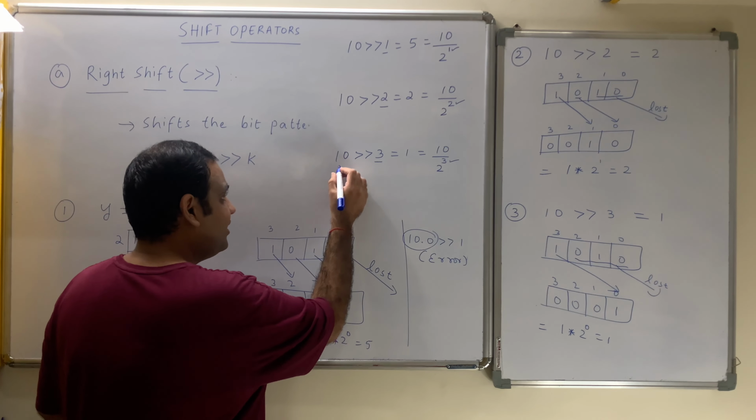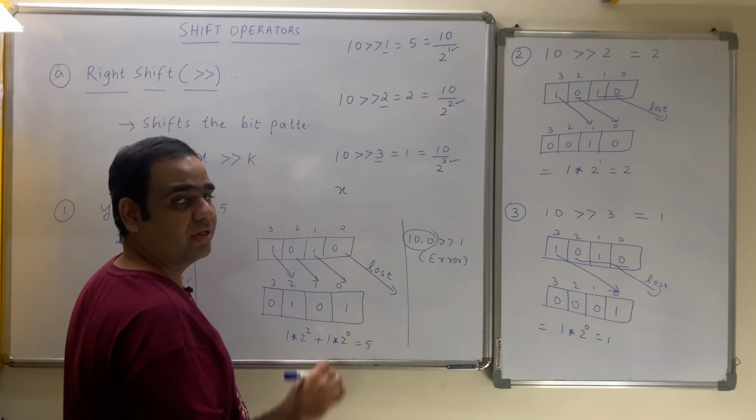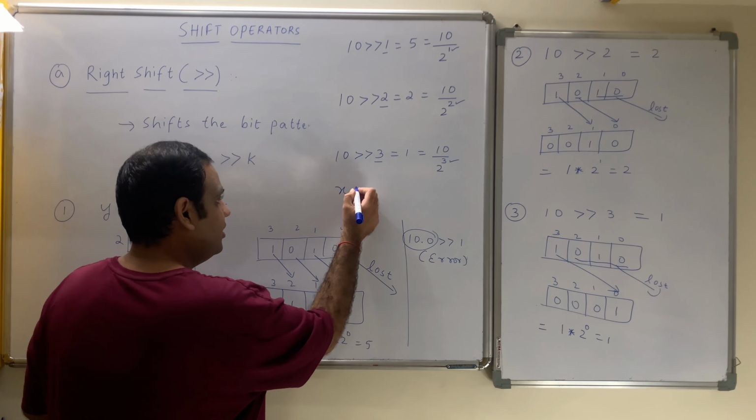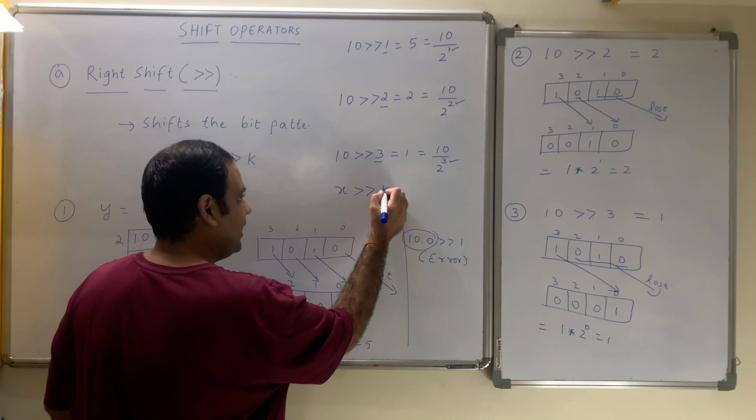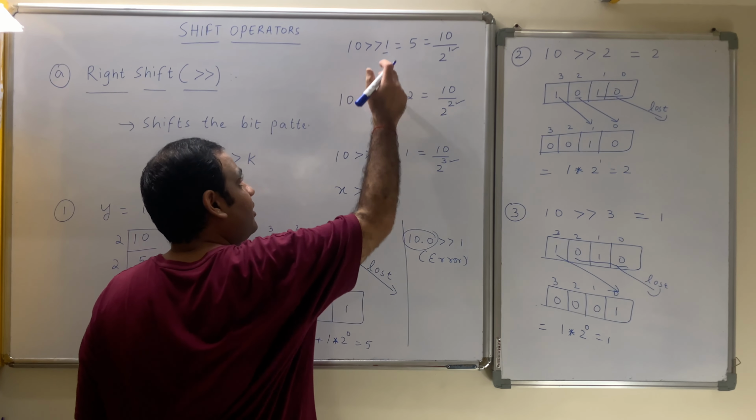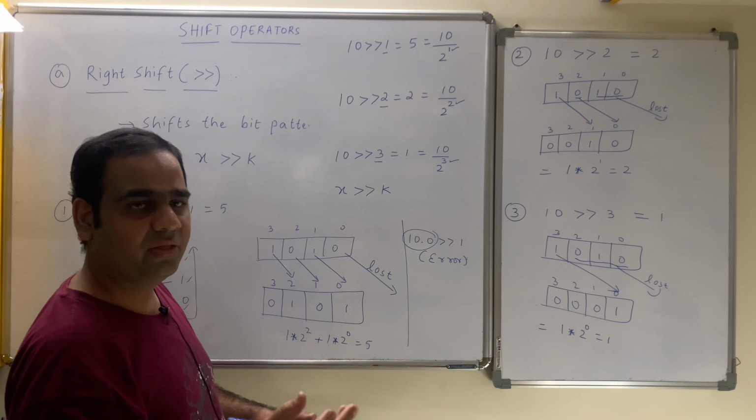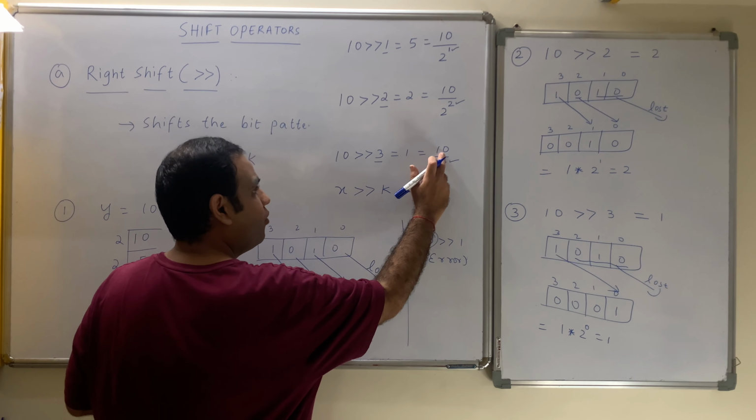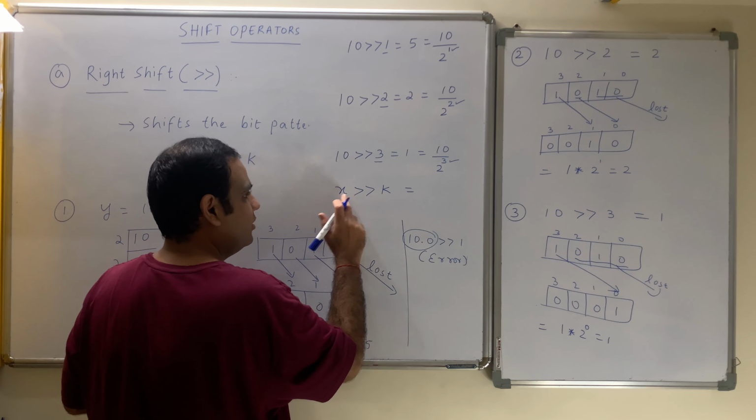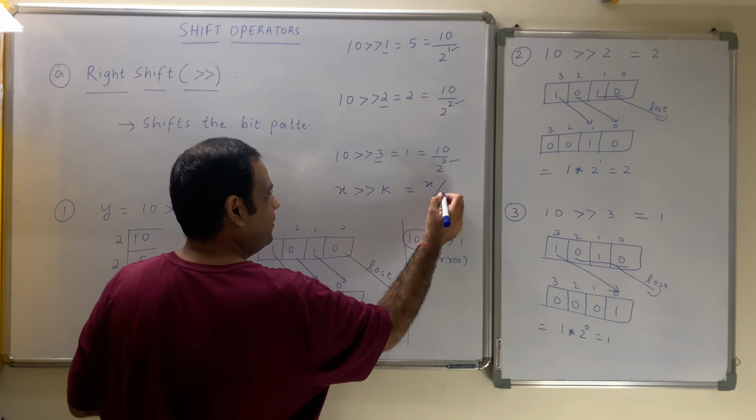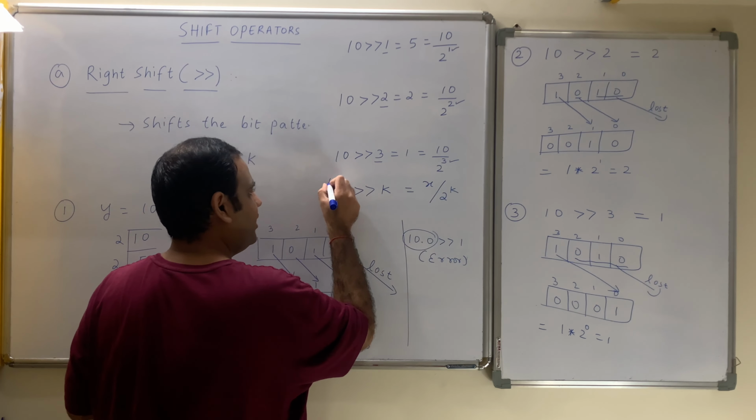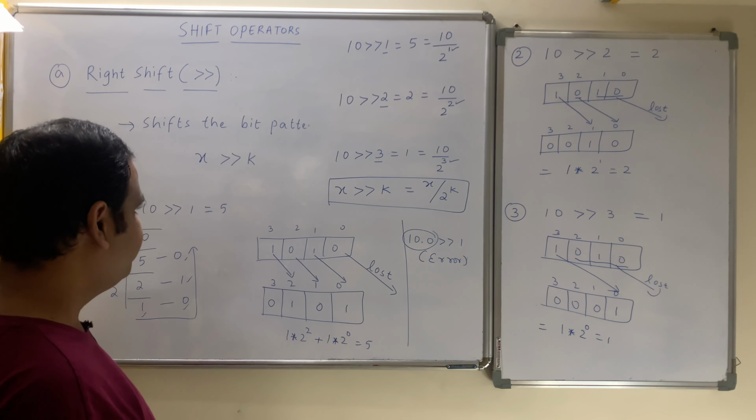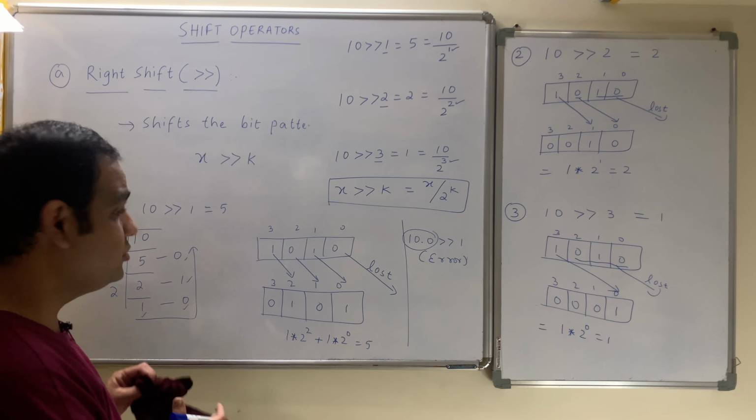Therefore, if I write any number x, now this 10 can be any number x, right shift by k. This k can be 1, 2, 3, 4, 5, 6, anything. This is equal to x divided by 2 to the power k. I hope that you have understood this.